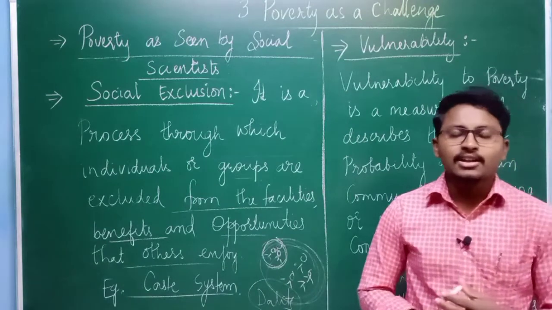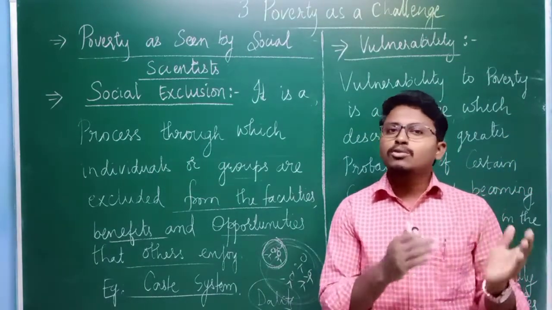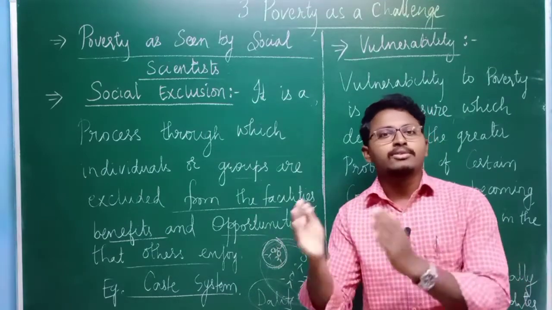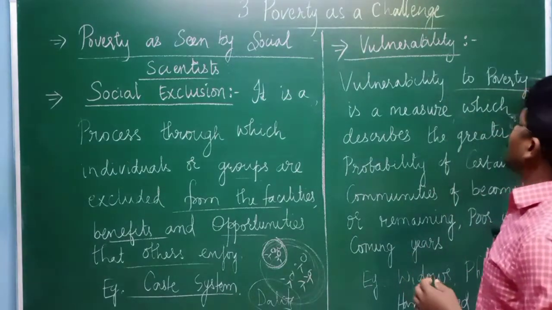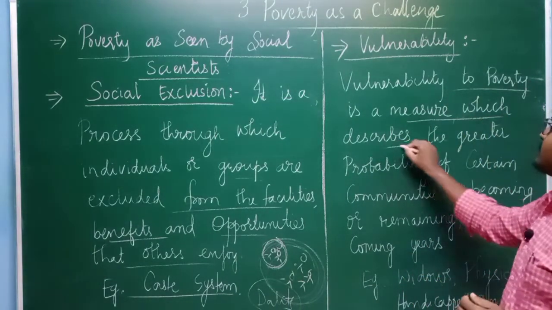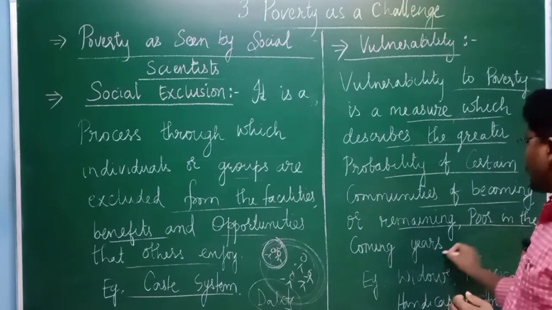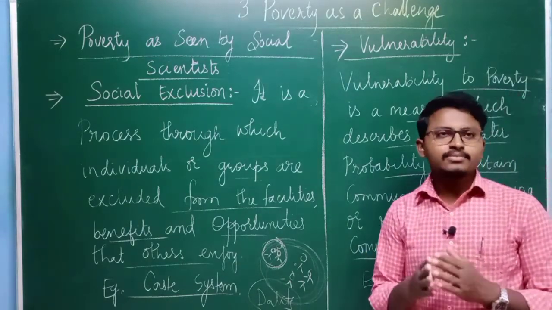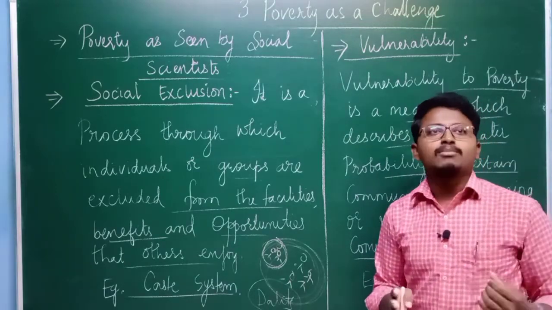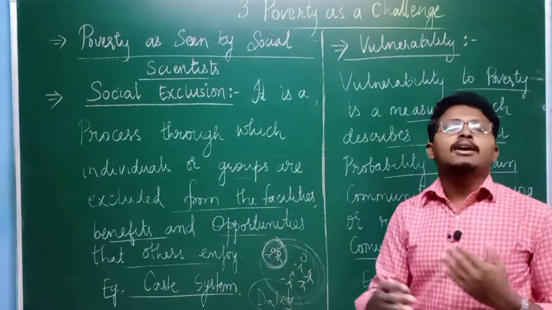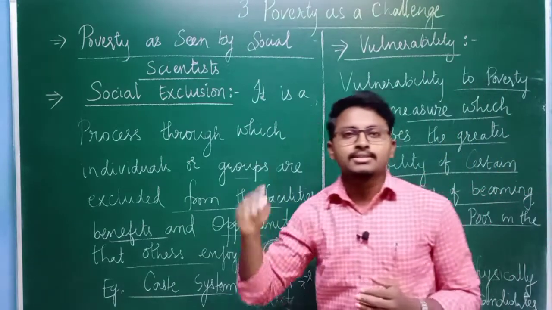So what do we mean by vulnerability? It means those who are in the danger zone, who are about to come into a poverty situation. So let us see the exact definition here. Vulnerability to poverty is a measure which describes the greater probability of certain communities becoming or remaining poor in the coming years. That means a greater probability of getting into poverty in the coming years, we can call them vulnerable sections, or we can also call it vulnerability.